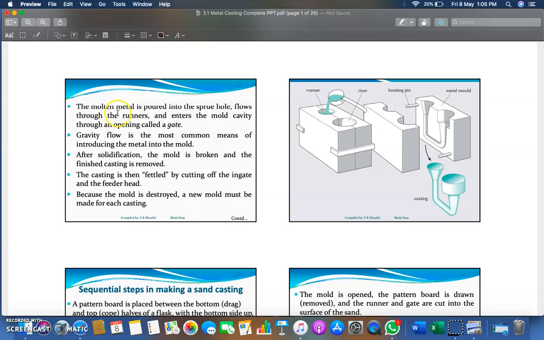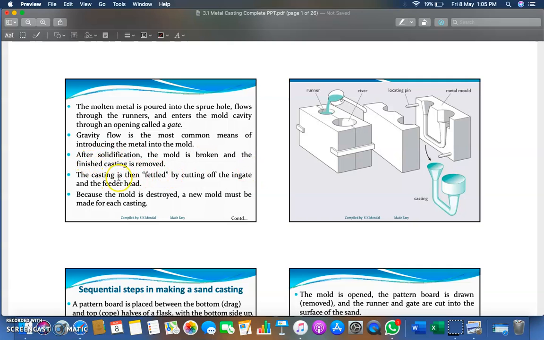The molten metal is poured into the sprue hole, flows through the runners and enters the mold cavity through an opening called the gate. So this mold cavity opening will be called the gate. Gravity flow is the most common means of introducing the metal into the mold. It means the flow of the molten metal inside this gate and inside this mold cavity is due to gravitational force. After solidification, the mold is broken and the finished casting is removed.